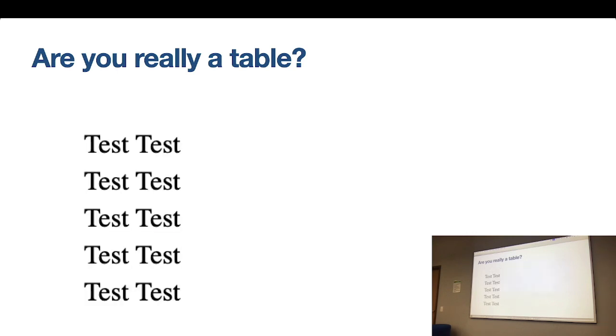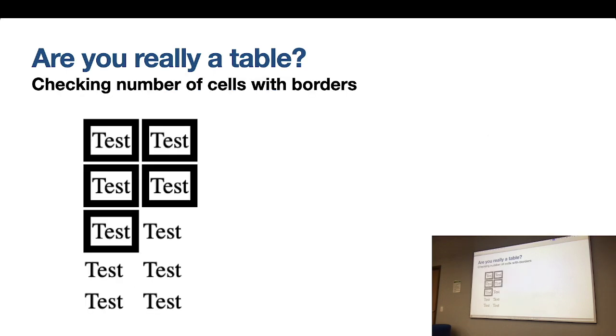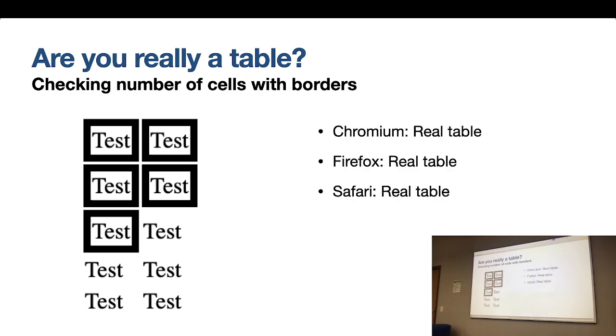Any conformant browser should output just, again, a table of 5 rows, 2 columns, each having the word test. And if you inspect the accessibility tree, it turns out no browser considers this a real table. The idea being, this doesn't look very tabular, right? If we do something very, very simple, like making sure at least half of the table cells have a border, all browsers will consider this a real table.